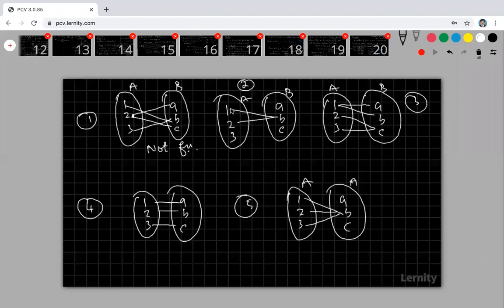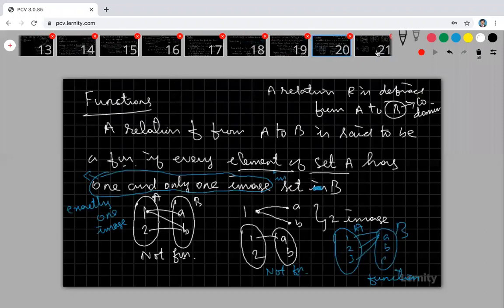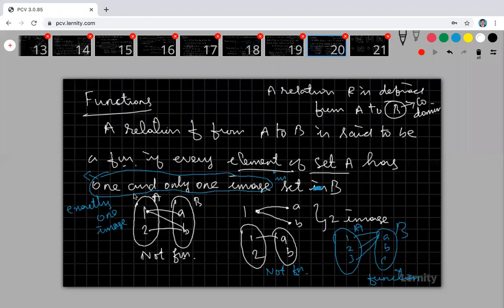Right. Now come to that. My one is related to only one element, that means only one image. My two is also related to only one element. But what about three? Three is not at all related to any element. That means three doesn't have any image. What is the condition for the definition of the function? Every element must have exactly one image. Exactly one image. Okay.